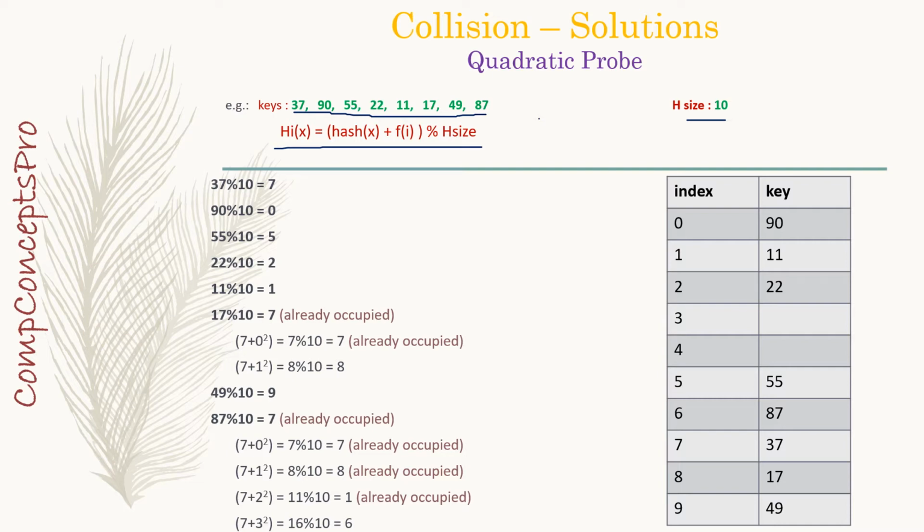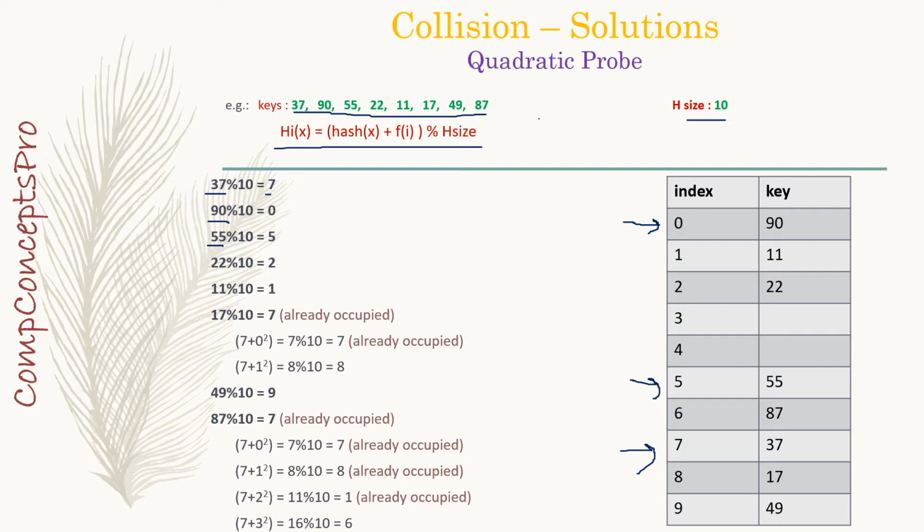So our first key is 37 and table size is 10. So 37 mod 10 is 7. So 37 will be stored at index position 7. Next is 90. 90 mod 10 gives 0. So 90 will be stored at index position 0. Next comes 55. 55 mod 10 gives 5. So 55 will be stored at index position 5.